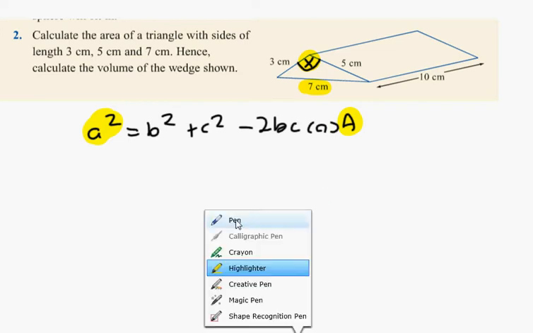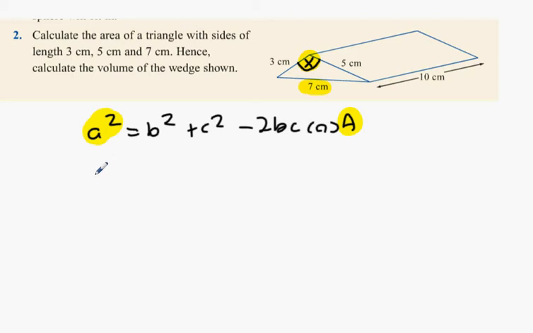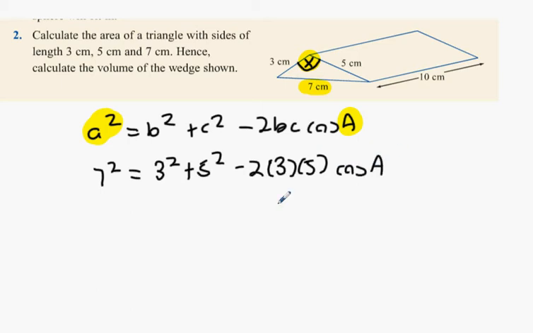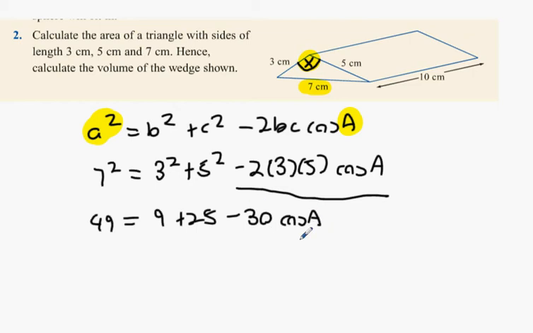Now here's what you're going to do. You put down 7 squared equals 3 squared plus 5 squared minus 2 times 3 times 5 cos A. This is an angle question, and by BOMDAS or BEMDAS, this is down to the cos A. You can't move it till the end. So you're going to get 9 plus 25 minus 30 cos A. That 30 has to stay with the cos A. Bring the 9 and the 25 over the other side, take it away from the 49. So it's 49 take away 34. You get 15 equals minus 30 cos A.